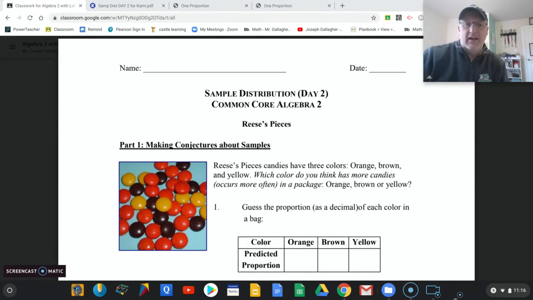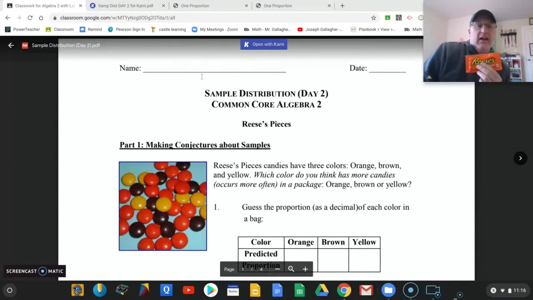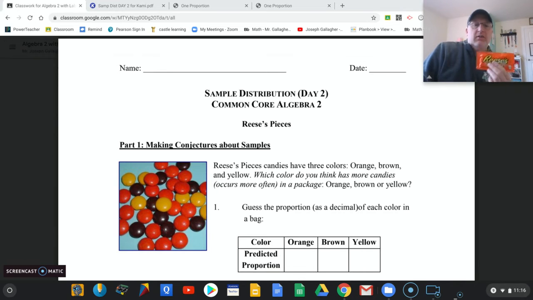Hi everybody, we're back and we're going to do another simulation today. Now, I took all of the M&Ms that we had yesterday, put those away, and today what we're going to do is talk about Reese's Pieces. I'm sure you guys are familiar with these. So what you want to do is find online the worksheet on sample distributions day 2, and we're going to talk about Reese's Pieces, how many candies there are and everything in the bag.